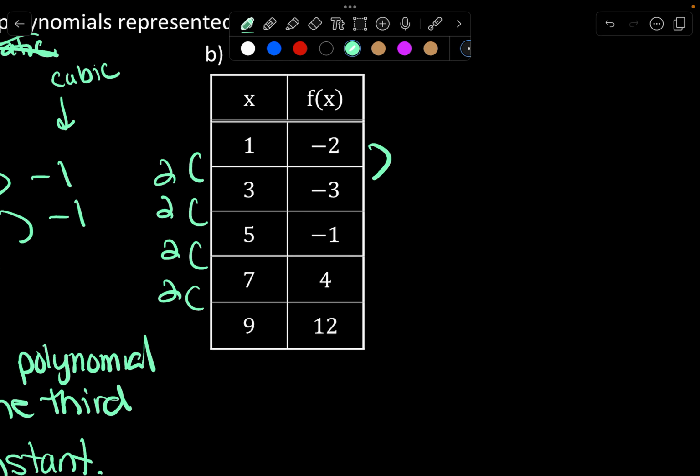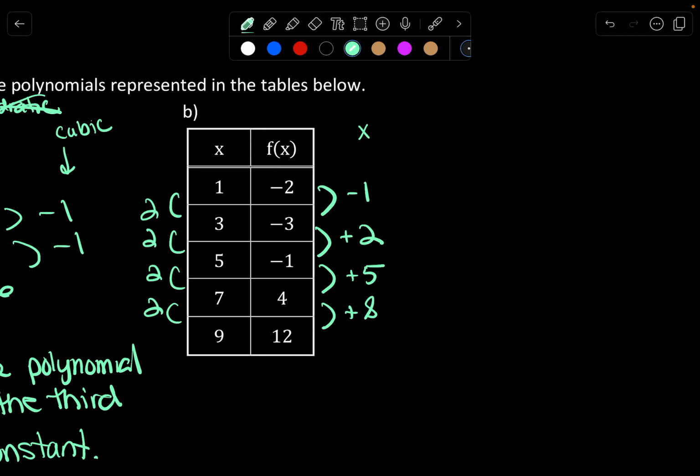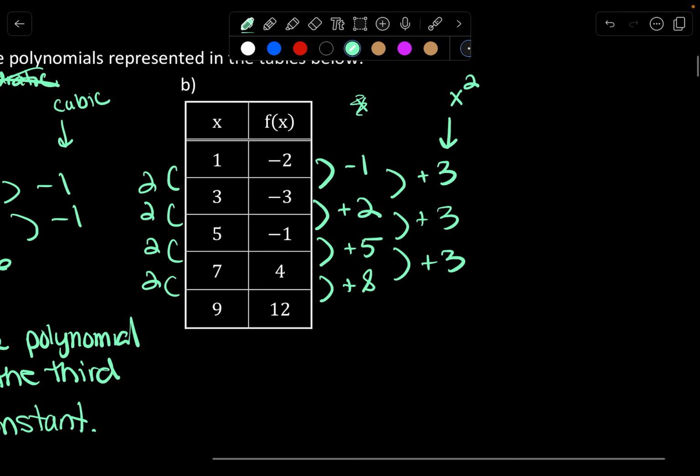on the outputs. If we look at the outputs, we're going from -2 to -3, so we subtract 1. -3 to -1, we add 2. -1 to 4, we're adding 5. And then 4 to 12, we're adding 8. So it's not linear. Let's try the second one. From -1 to 2, we're adding 3. 2 to 5, we add 3. 5 to 8, we add 3. So now, second common difference, we have a quadratic.